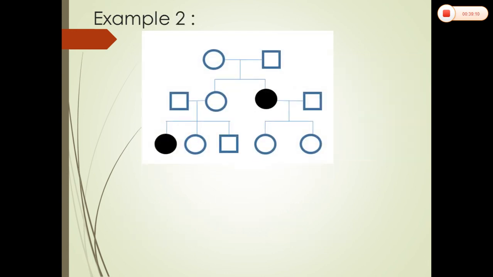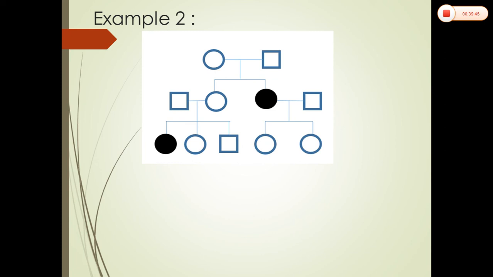Second example. Again, mother is normal, father is normal. This couple has 2 daughters. In the second generation, the first daughter marries a normal man. From their marriage they have 3 kids. First daughter is affected, second daughter is normal, and third son is normal. Again, the second daughter marries a normal man, and they have both normal daughters.